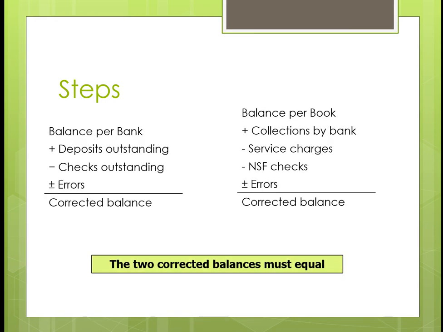So, another way of looking at these steps would be to do it like this. You start with a balance per bank. You add deposits outstanding, i.e., normally the bank ends at like the 26th of the month, but companies are still depositing until the last day of the month. Those are called deposits in transit. Checks outstanding: you have issued checks and they have not all cleared the bank.